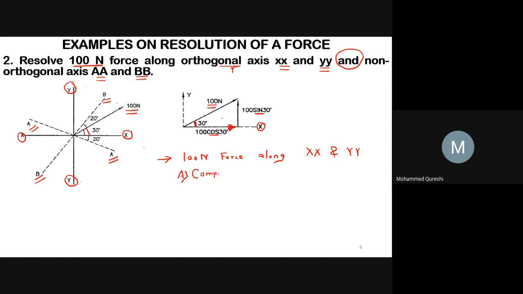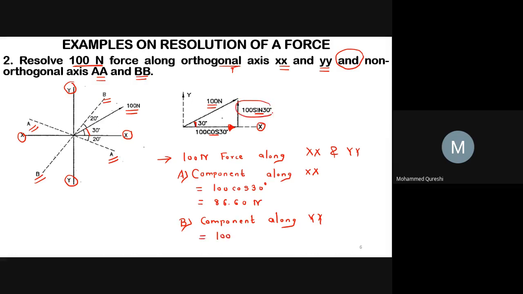So the component along the x-axis will be 100 cos 30 degree, which equals 86.60 Newton, and the component along y will be equal to 100 sine 30 degree. By solving, you will get 50 Newton.